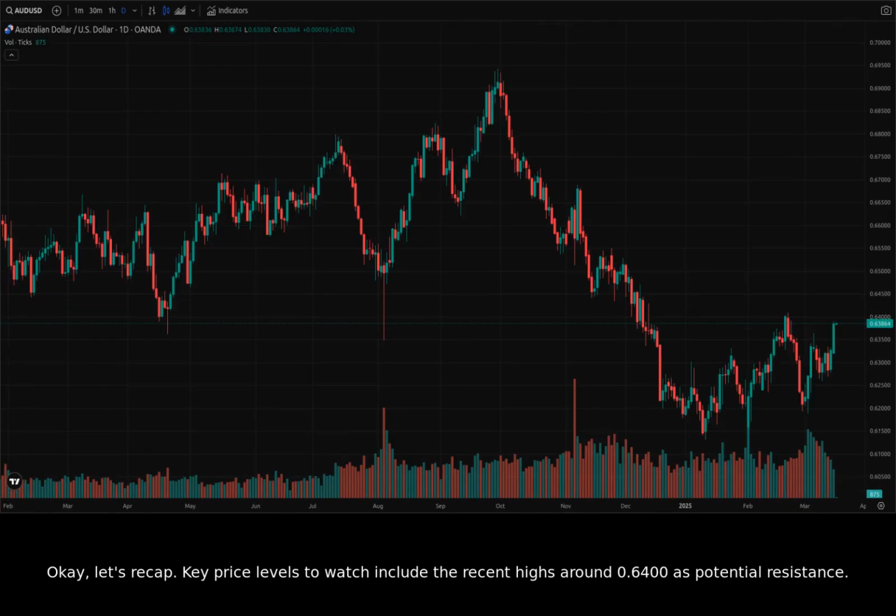Okay, let's recap. Key price levels to watch include the recent highs around 0.6400 as potential resistance. Key price levels to watch include the recent lows around 0.62 as potential support. A break above 0.64 could signal a move towards 0.65. A break below 0.62 might see it head towards 0.61.